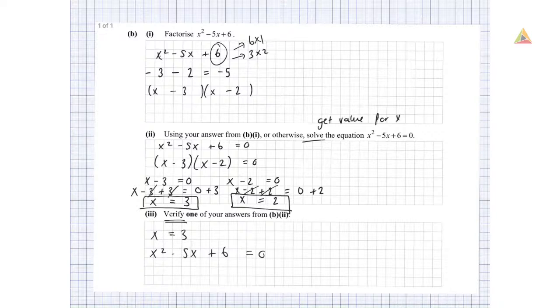Okay? And when I do that, if I do this side, the left-hand side of the equation out, if it's true, it should equal 0. Okay, so x squared, I'm going to put in 3 squared, minus 5 by 3, because x is 3, plus 6. So we want to see, does that equal 0? So 3 squared is 9. 5 by 3 is 15, so minus 15 plus 6. So let's just double check. So 9 take away 15 is going to give you minus 6. Minus 6 plus 6 does equal 0. So that's verified.